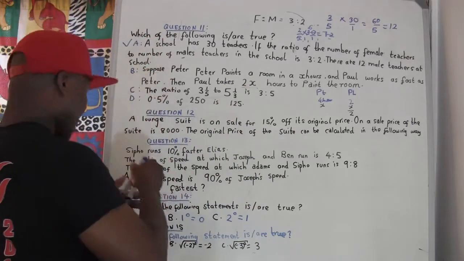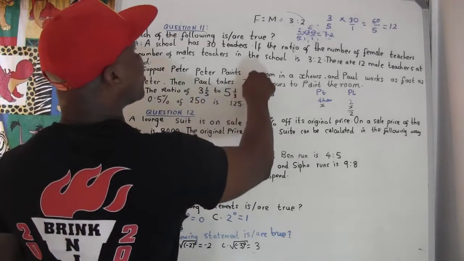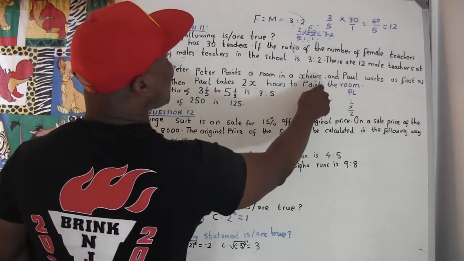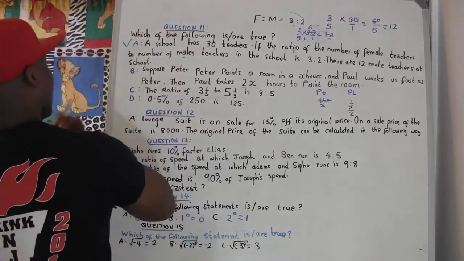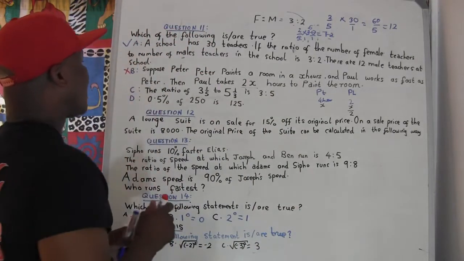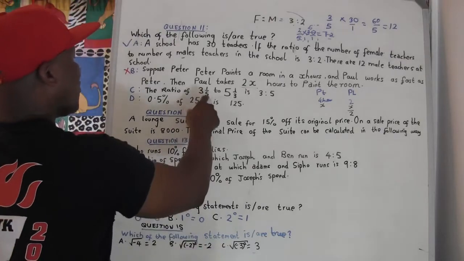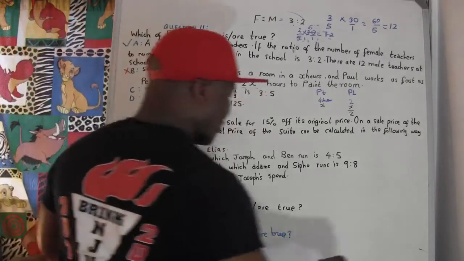So this is not true here because they say Paul is going to take 2 times X, meaning 2 times more of the time of Peter. No, it's not true. You know what I'm saying? So it's not true here. Wrong. Now, the ratio of 3 1/5 to 5 1/3, okay, cool.